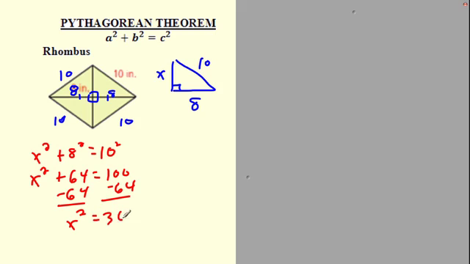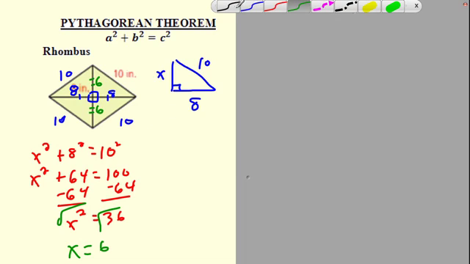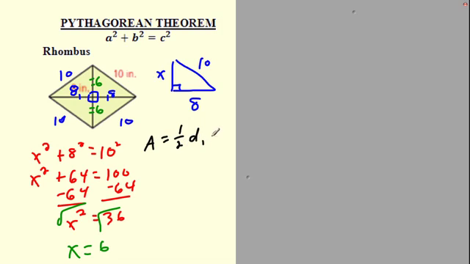36. So if x squared equals that, let's square root both sides, and what do we get? We get x equals 6. So this missing side here is 6. If that's 6 up there, this is 6 down there, because they are congruent. So we've got to know all the properties. Now, that's just to get us warmed up to do the area formula, so a little bit of work before. Diagonal 1, diagonal 2.